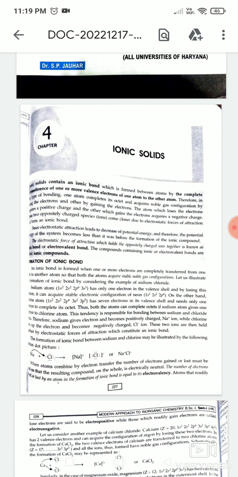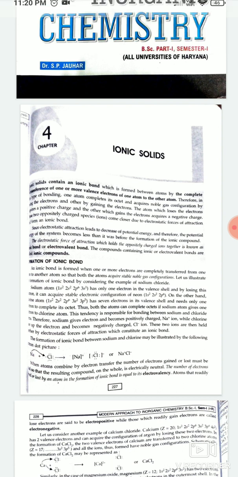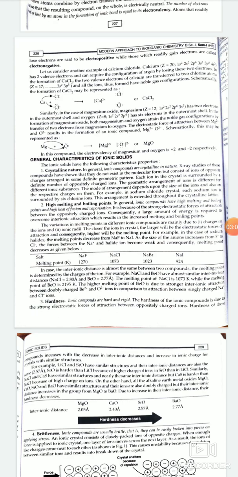When atoms combine by electron transfer, the number of electrons gained or lost must be equal so that the resulting compound on the whole is electrically neutral. The number of electrons gained or lost by an atom in the formation of ionic bond is equal to its electrovalency. Atoms that readily lose electrons are said to be electropositive, while those which readily gain electrons are called electronegative.